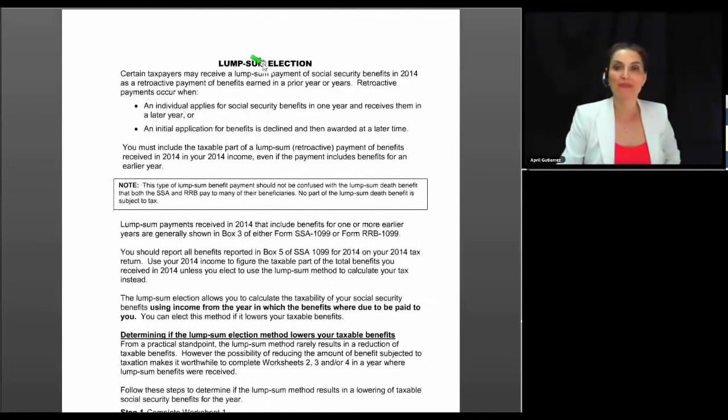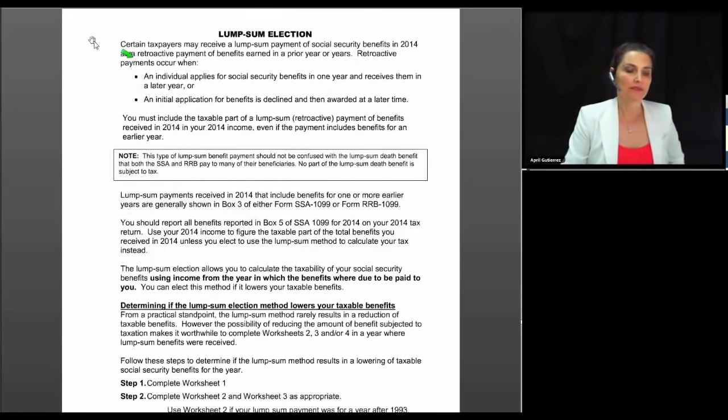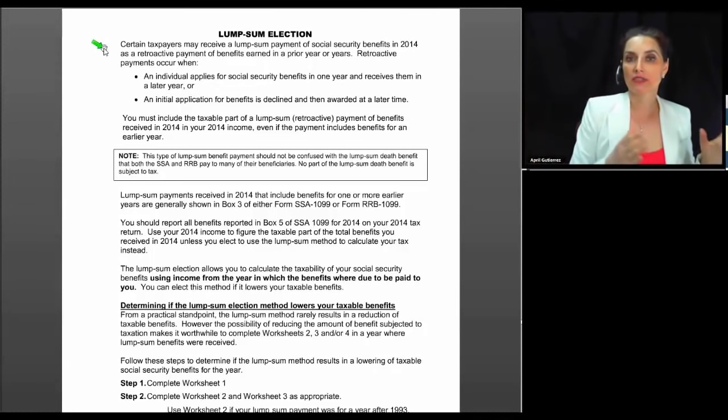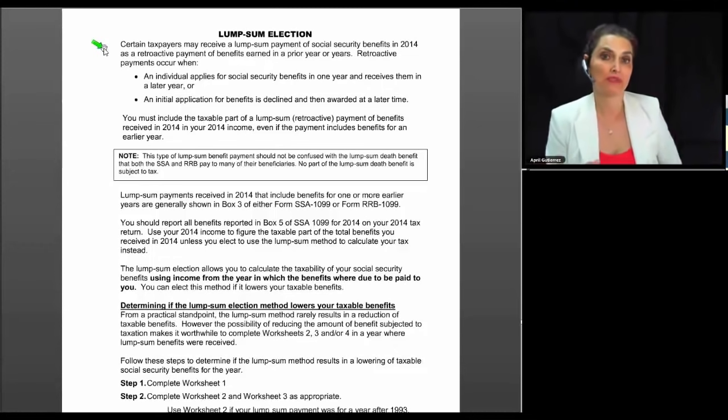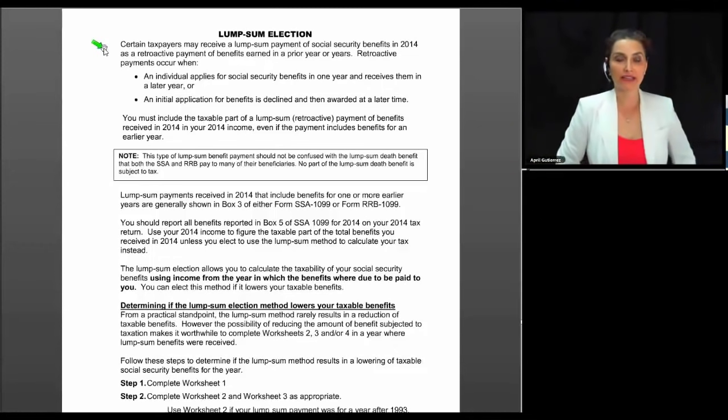So there may be more than one way to figure the taxable part of benefits, and that can come up. And so we're going to talk a little bit about when the worksheet that I just showed you is not the only method you would use to determine the taxable part of benefits received. There are certain situations where an individual may receive more than 1 year of Social Security benefits in the same year. And this actually happens with all too great regularity, if you ask me.